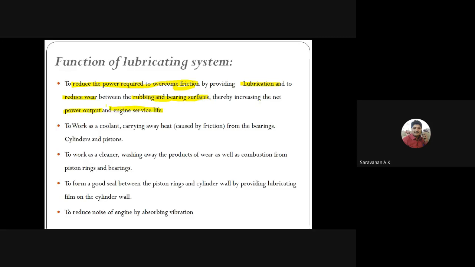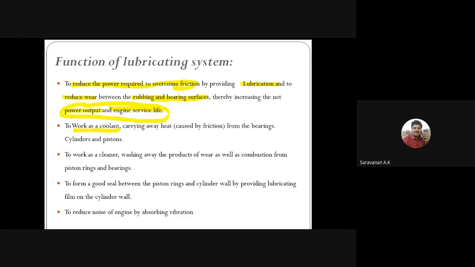If we are using the lubrication, we can get better power output and better life of the engine components, right? And the lubrication is also a part of cooling. It also works as a coolant, right? It carries the heat which is developed by the friction from the machine components, and it is delivered to the surrounding. So that's the second one.